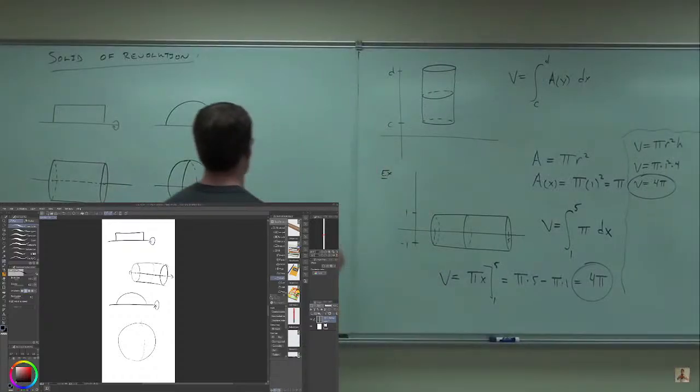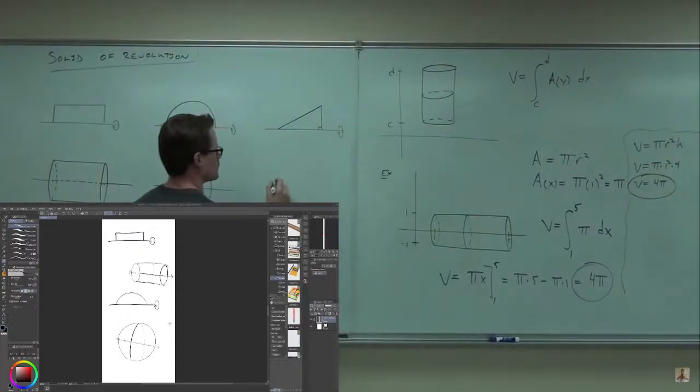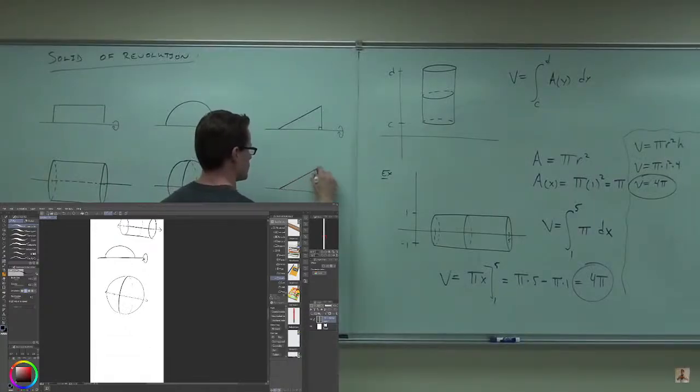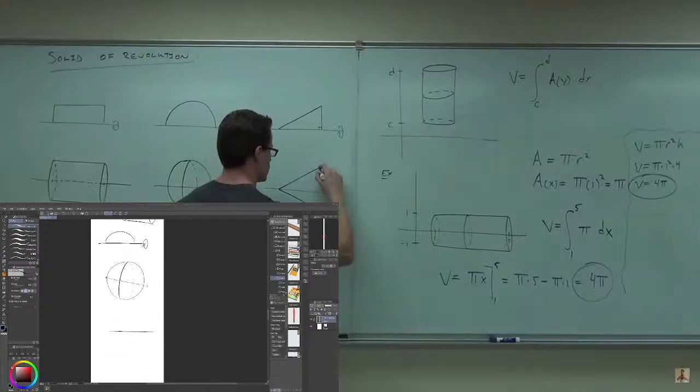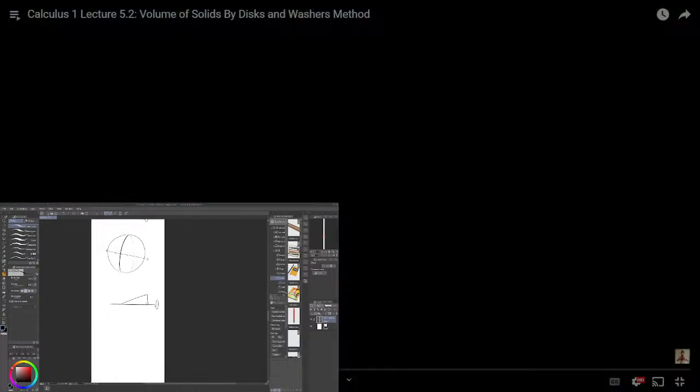What if I took this figure? What would I get if I swept that around? Sure, it's going to give me a cone. Absolutely. Let's talk about one more. It's kind of a fun one.